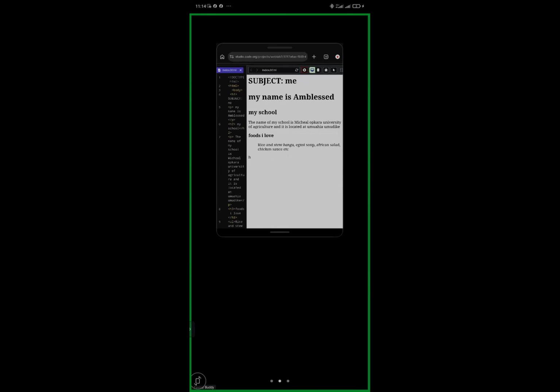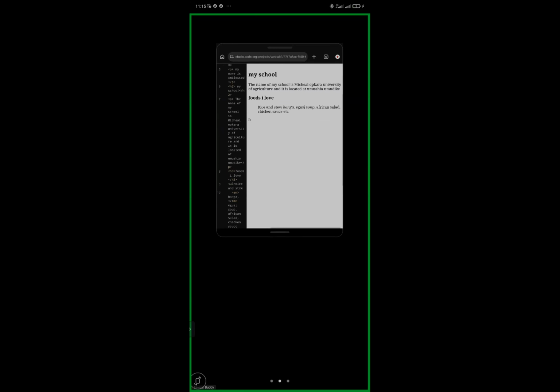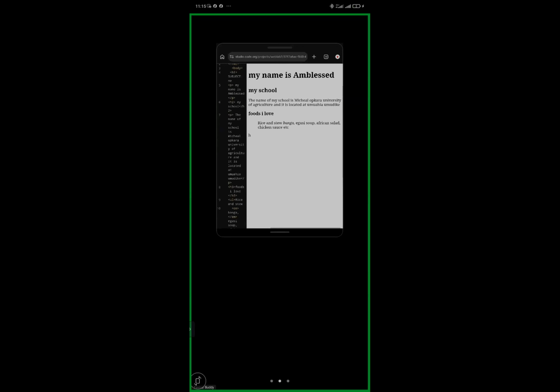Okay. So I did not do much. What elements did you use? I just used the emphasis tag. I used the H1, H2, and H3, and I used the emphasis tag. And I also used the unordered list. That's all.